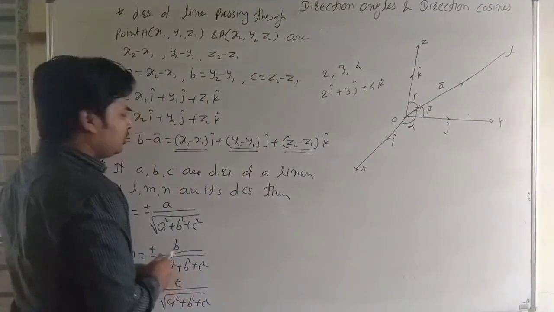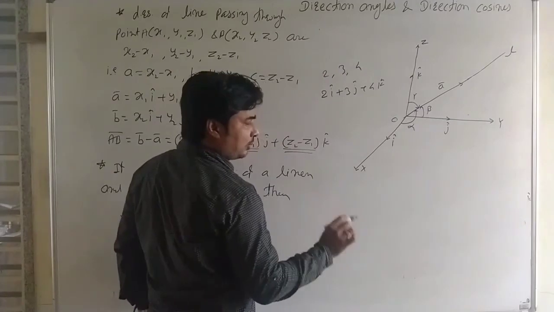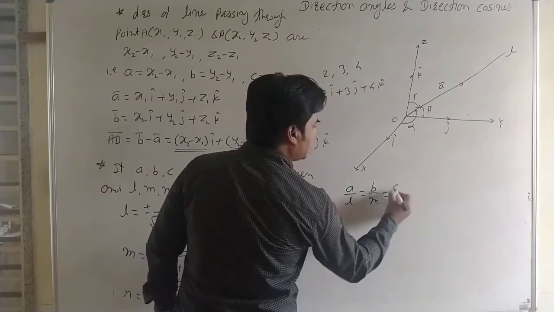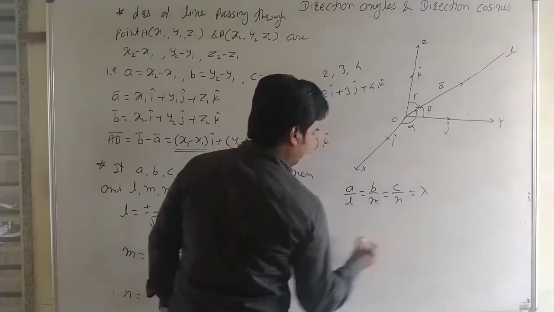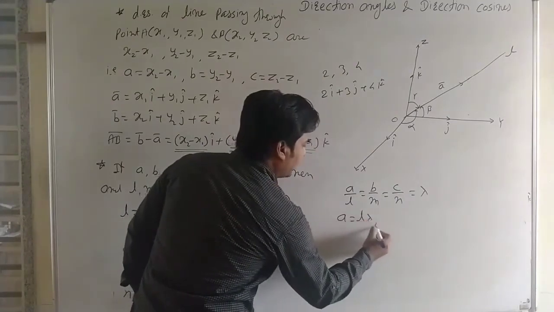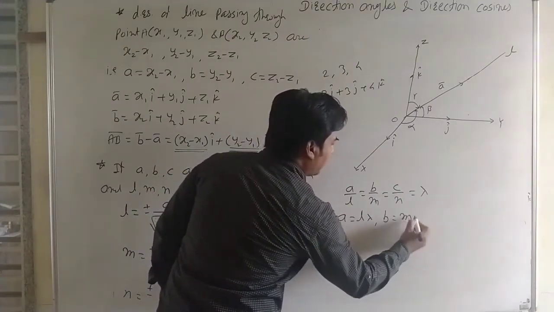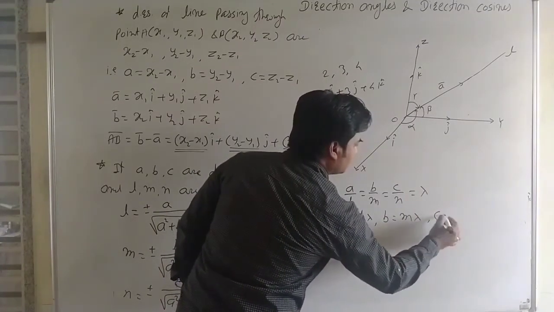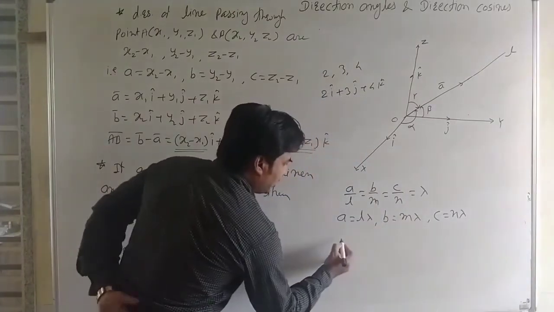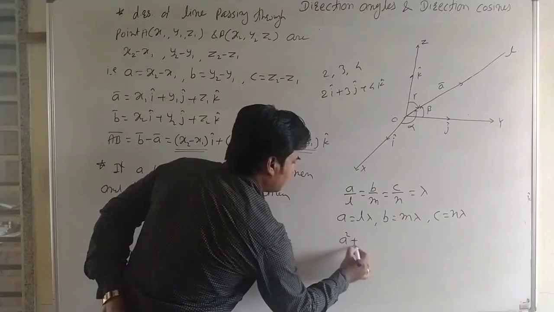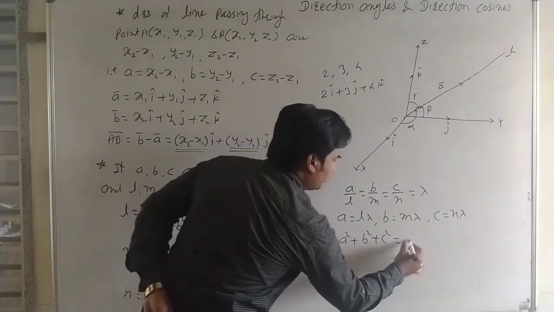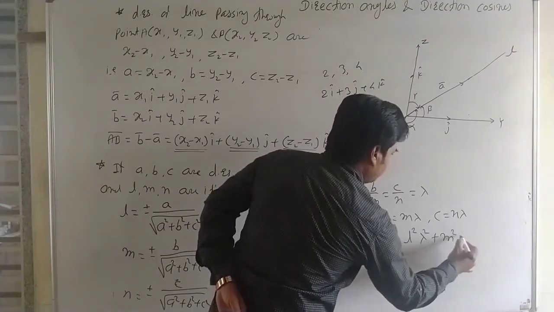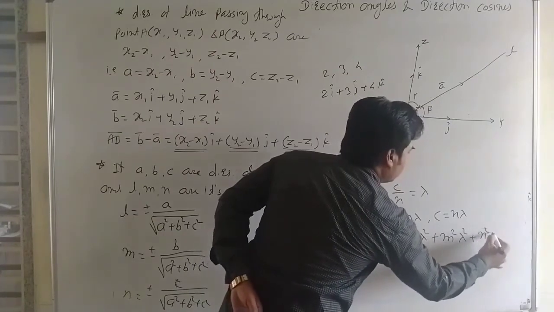Okay, here we know that the direction ratios and direction cosines are proportional: a upon l, b upon m and c upon n, and suppose it is lambda. Therefore, a is equal to l lambda, b is equal to m lambda, and c is equal to n lambda. Now, squaring and adding both sides, a square plus b square plus c square is equal to l square lambda square plus m square lambda square plus n square lambda square.